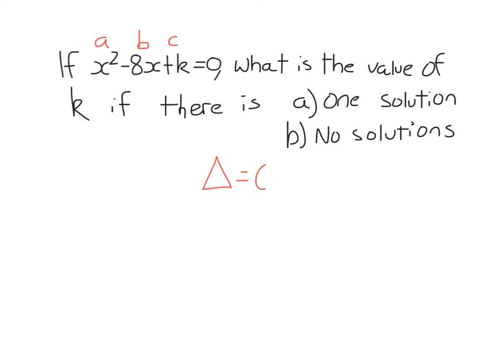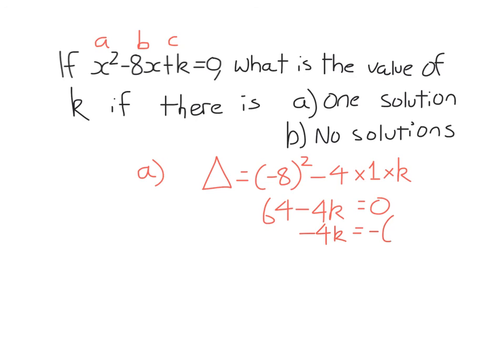So the discriminant is b squared, and we're putting it in brackets because we're substituting a negative, b squared minus 4 times a times c. So if there is only one solution, this discriminant will equal 0. So the discriminant is 64 minus 4k, and that equals 0 if there's only one solution. So if 64 minus 4k equals 0, you know how to solve this. We're just going to subtract 64 from both sides and divide each side by negative 4. k equals 16. If you have x squared minus 8x plus 16 equals 0, that has only one solution. The only solution to that is x equals 4.